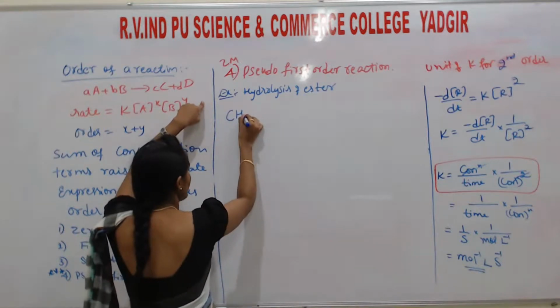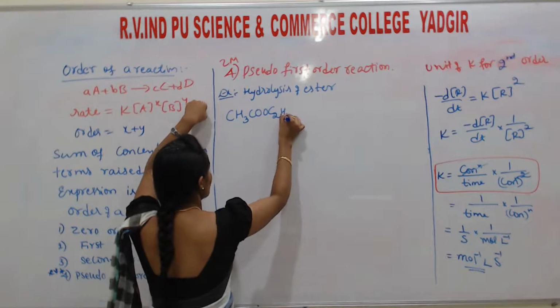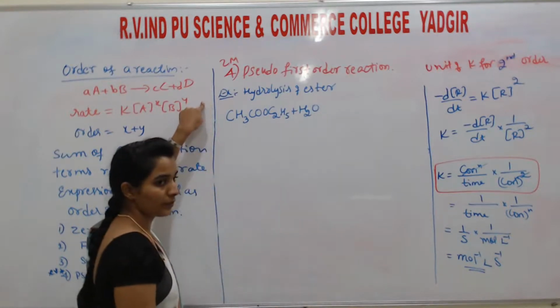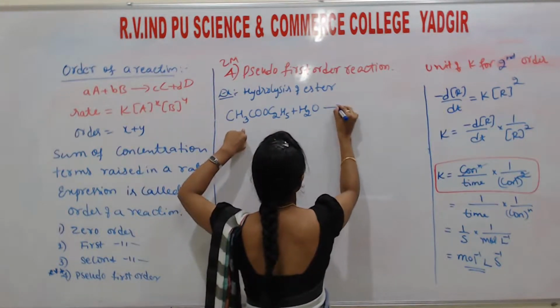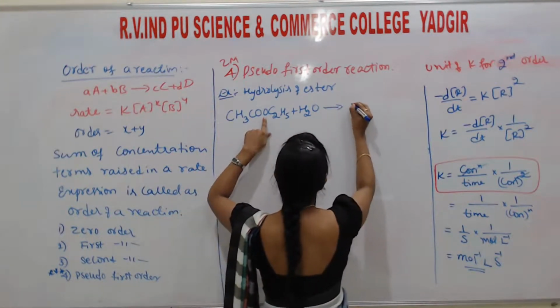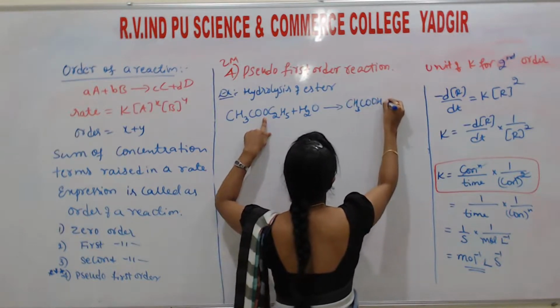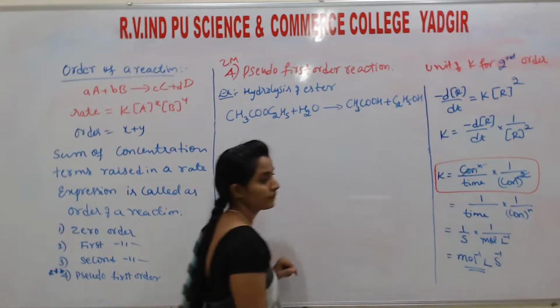So listen. CH3COOC2H5 plus H2O gives rise to, here the bond breaking takes place, CH3COOH plus C2H5OH.